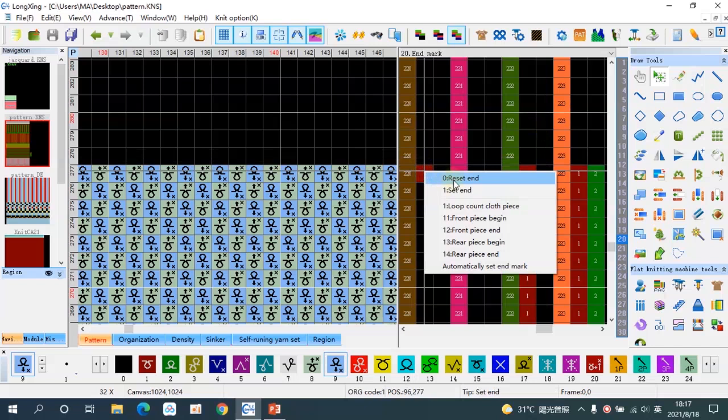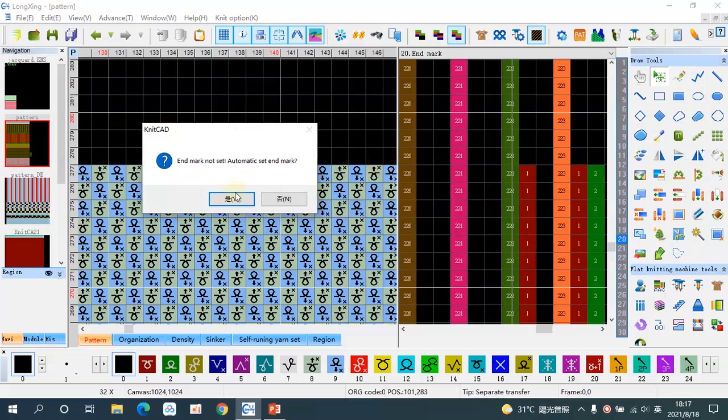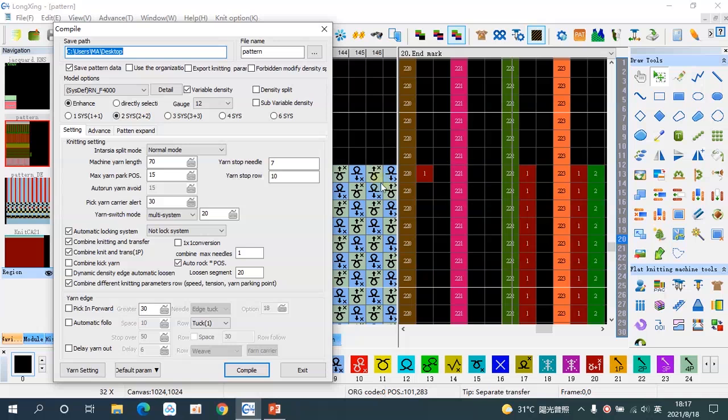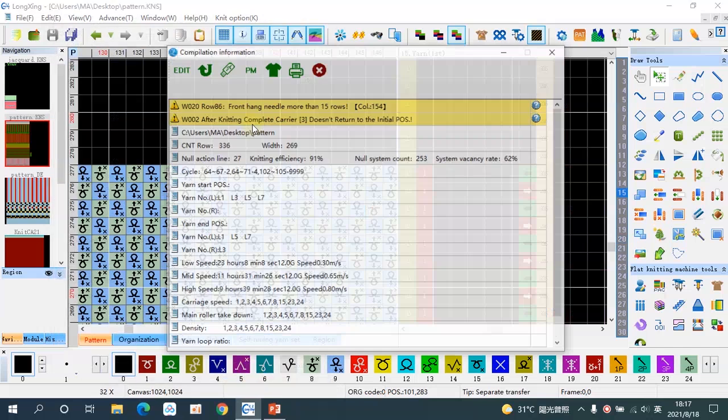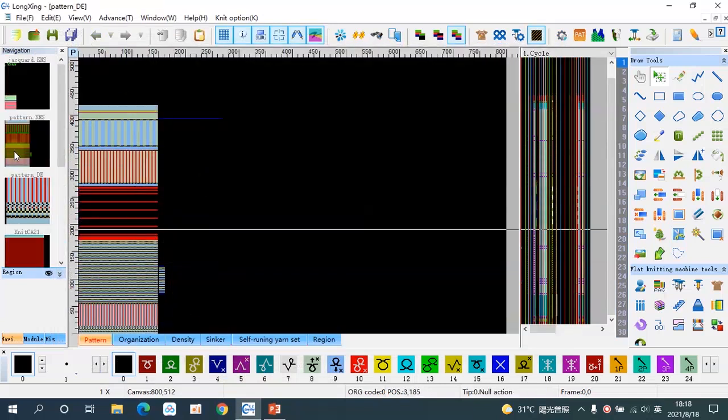If you don't set the end mark, now when you compare, you can see there will appear a prompt: end mark not set, automatically set or not set end mark. Now you can click yes or no. Now we click yes. Now you can see it will automatically set the end mark. Then compare. Now you can see the pattern is like this.